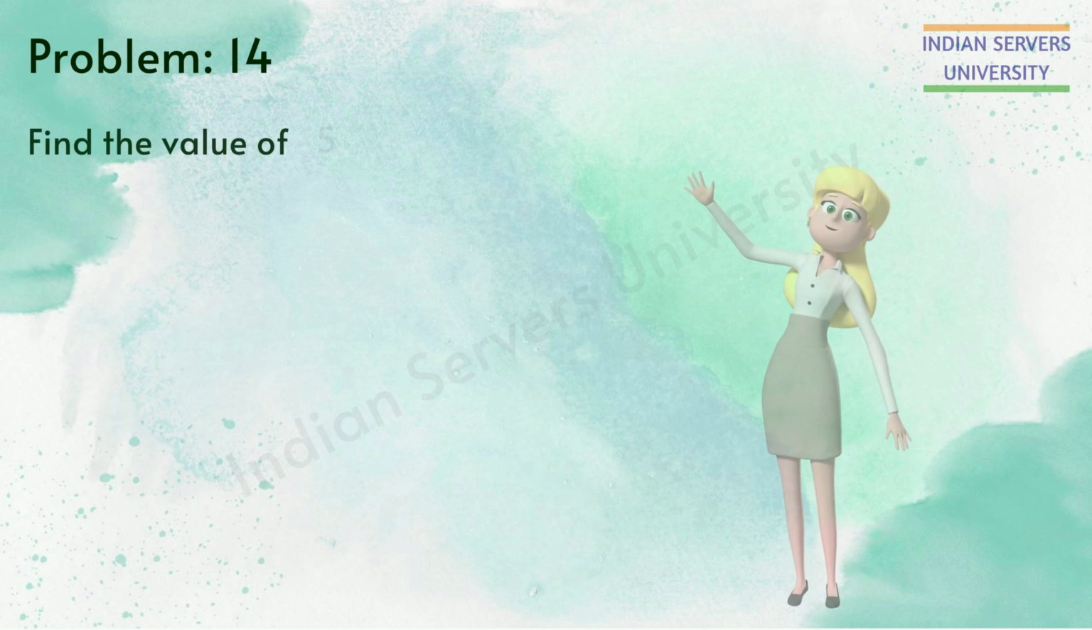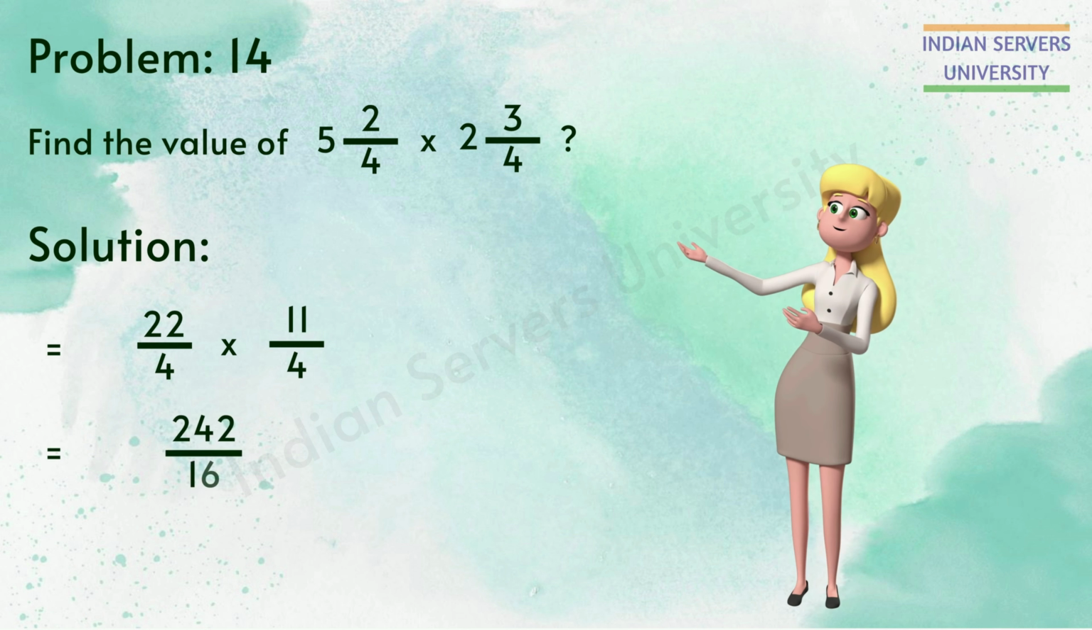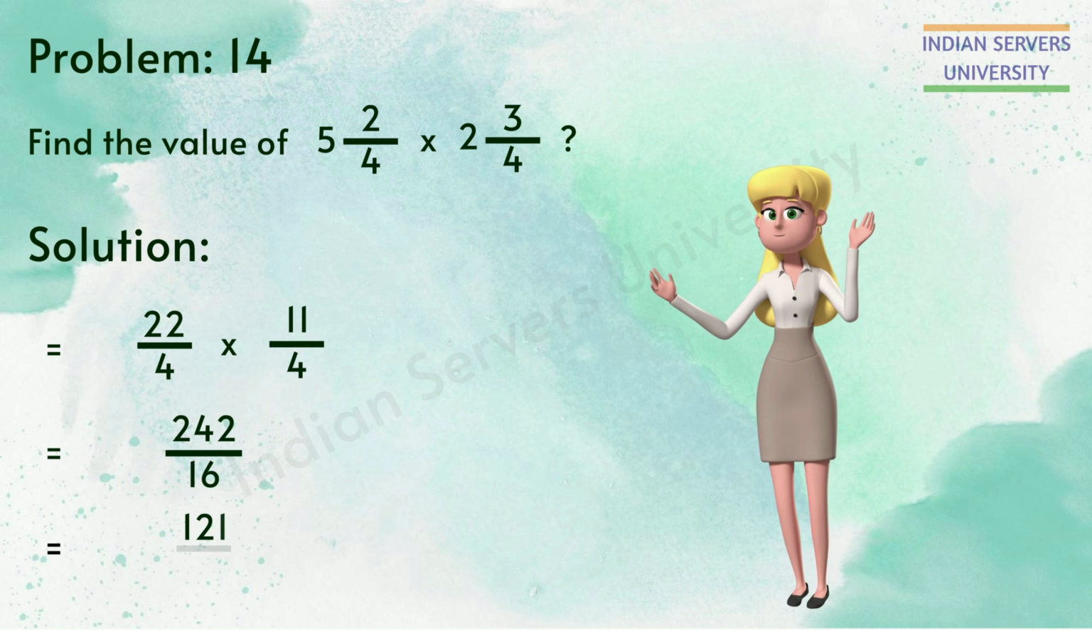నెక్స్ట్ ప్రాబ్లం, 5 and 2 by 4 into 2 and 3 by 4. 5 and 2 by 4 నేను ఎలా రాస్తున్నాను 5 4s are 20 plus 2 22 by 4 into 2 and 3 by 4 నేను ఎలా రాస్తున్నాను 4 2s are 8 plus 3 11 by 4. So 22 by 4 into 11 by 4, that equals to 242 by 16. 2 తో క్యాన్సిల్ చేస్తే 121 by 8 అవుతుంది.